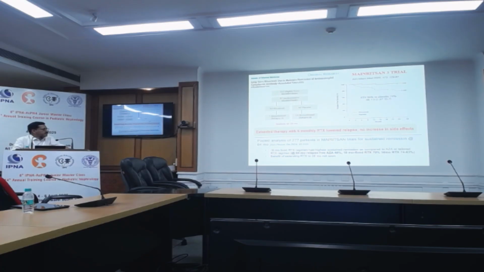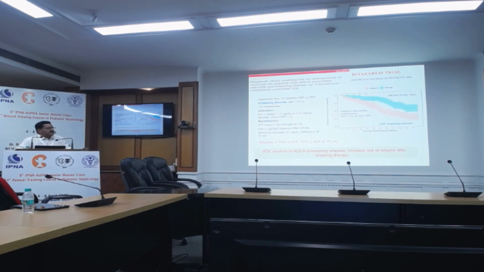So extended therapy with 6-monthly rituximab lowered relapse rates with no increase in side effects. They finally ended up pooling all the data of all patients on the MAINRITSAN trials and showed that the 84-month relapse rate was much better in rituximab as opposed to azathioprine.